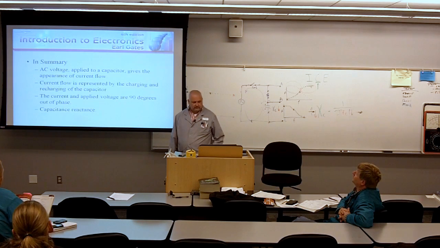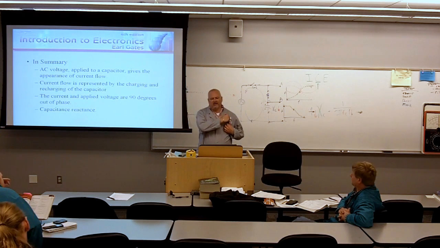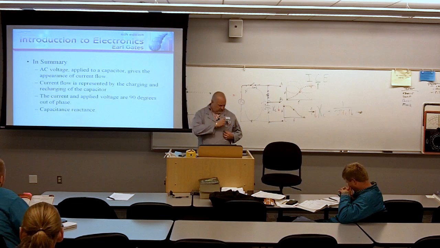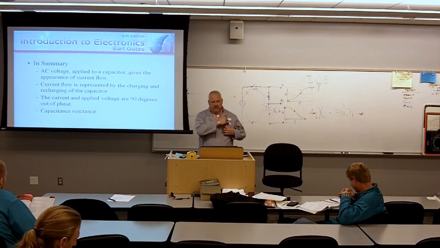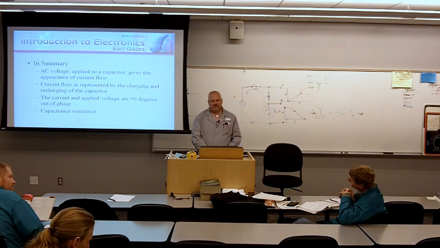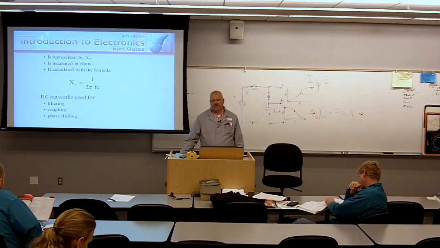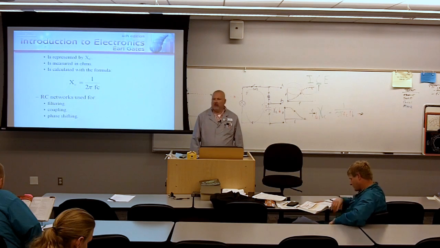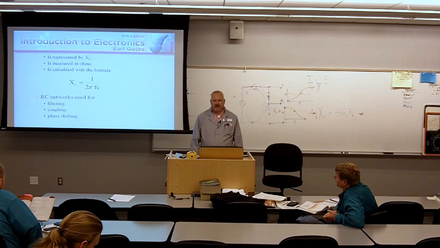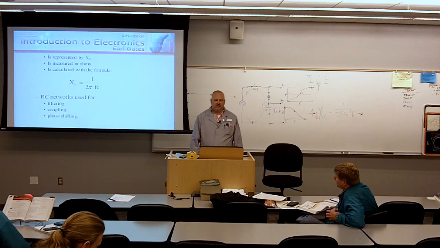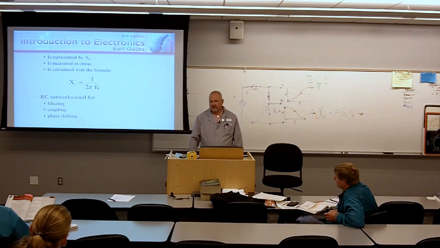Really are. In summary, AC voltage applied to a capacitor gives the appearance of current flow. Current flow is represented by the charging and recharging of a capacitor, giving the appearance that current's flowing through it. Current and applied voltage are 90 degrees out of phase. Capacitive reactance is measured in X sub C, which is measured in ohms. The formula, this whole chapter right there: X sub C equals 1 over 2 pi FC. RC circuits are used for filtering, coupling, decoupling, and phase shift.